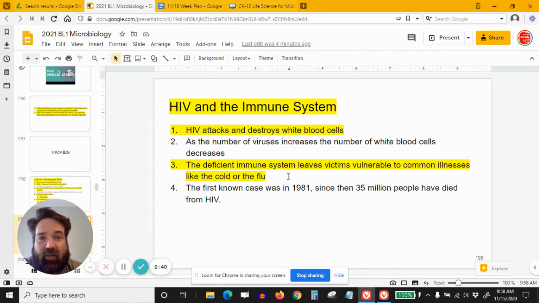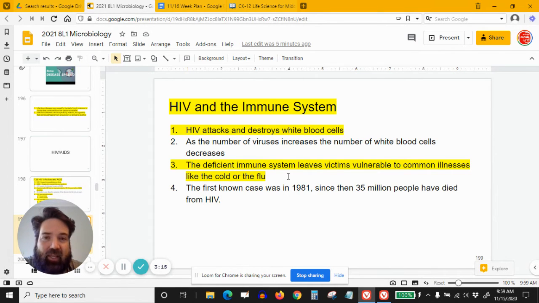It knocks out our immune system, those white blood cells that we need to fight off infection. And so what's happening is they're injecting their DNA, the HIV DNA, into the white blood cells. The white blood cells then make new HIV viruses. The white blood cell ruptures, releasing new HIV viruses that attack other white blood cells. So as the amount of HIV virus increases in a person, the amount of white blood cells decrease.